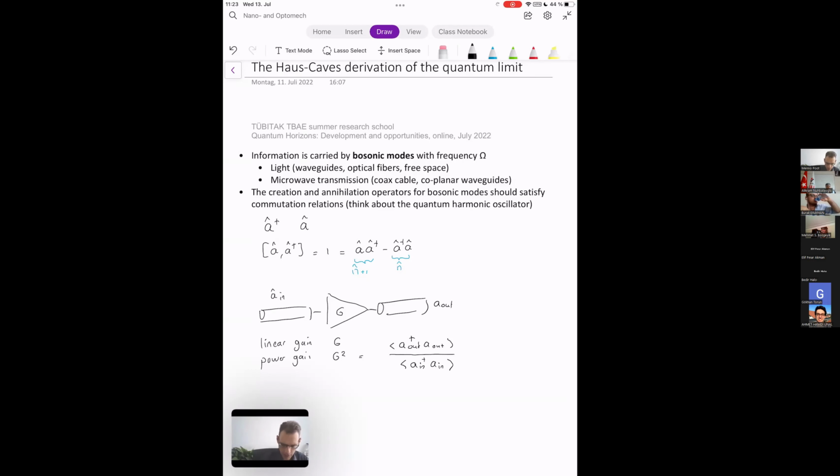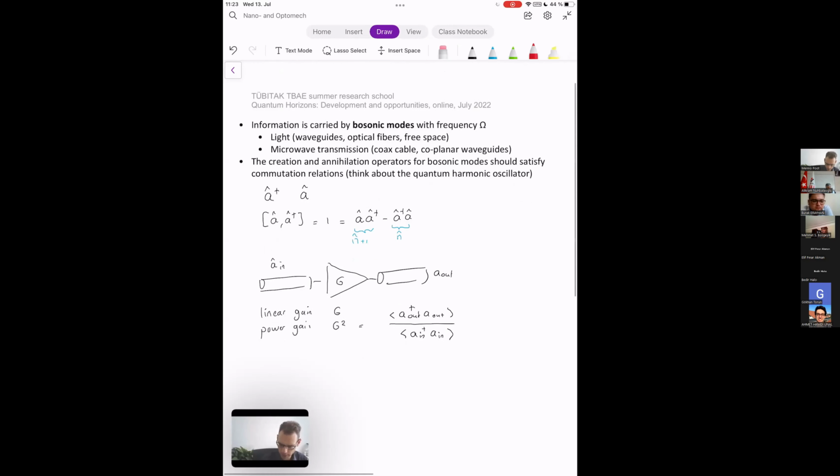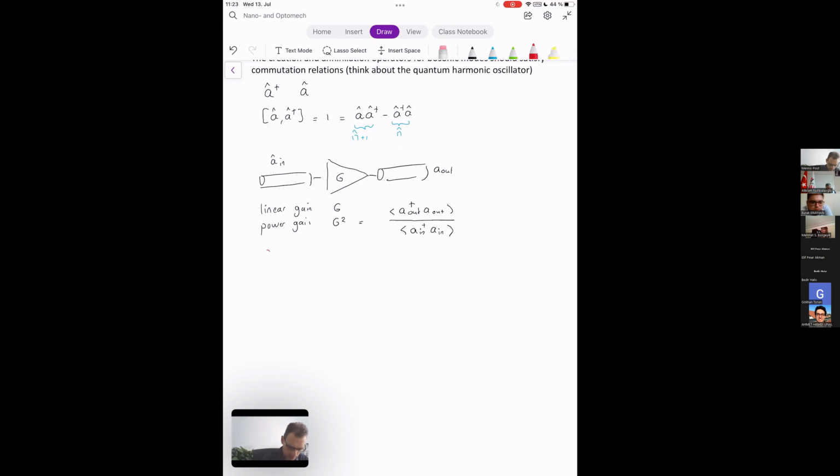Okay, so that sounds rather easy, right? Now we have an amplifier that takes an input bosonic mode to an output bosonic mode. So the easiest thing that we can think of is to simply use the output operator being equal to G times the input operator. But as you can see, I put a question mark here and also put it in red. And that's of course for a good reason.